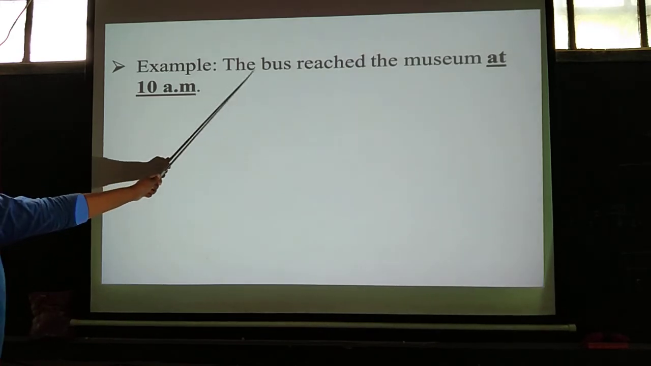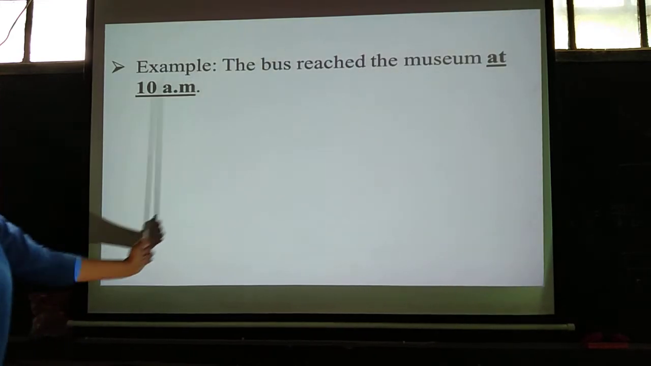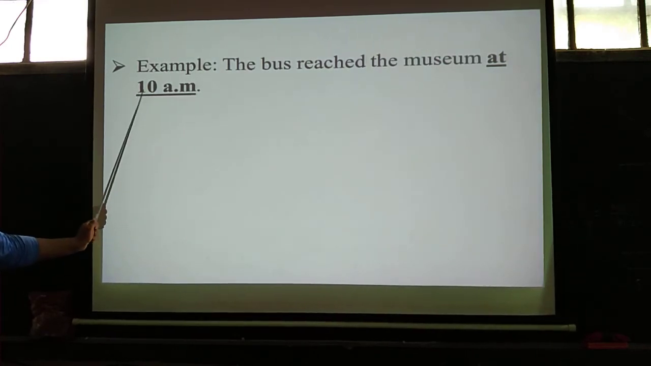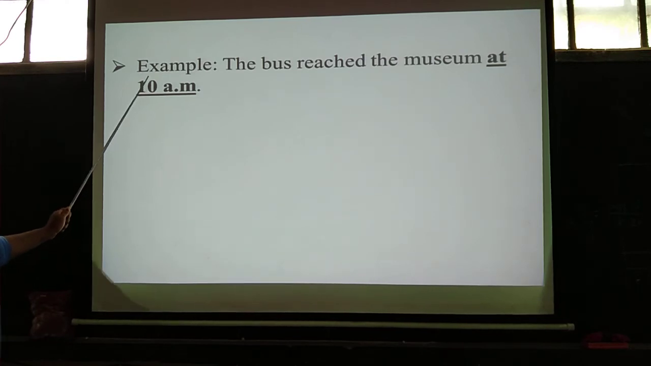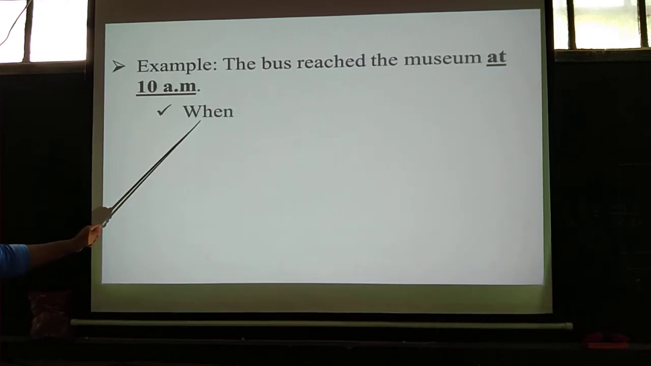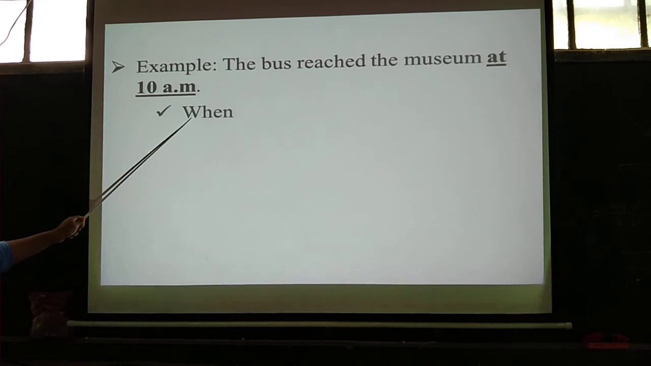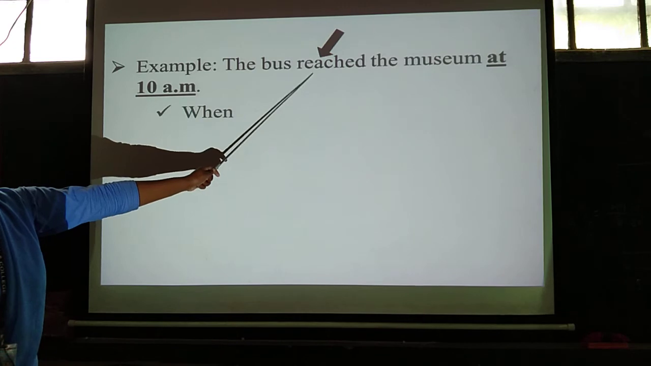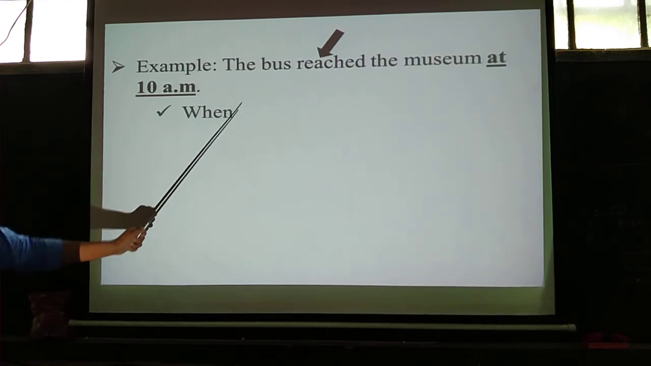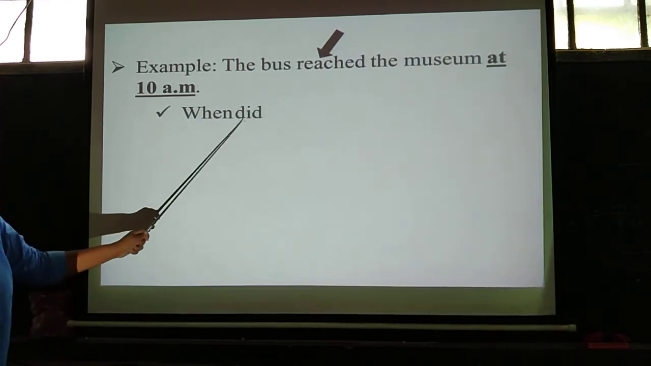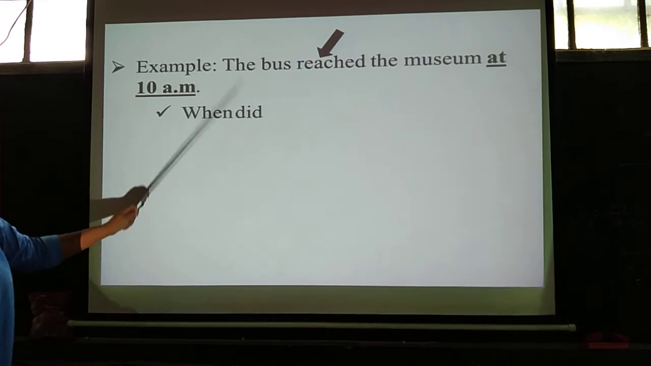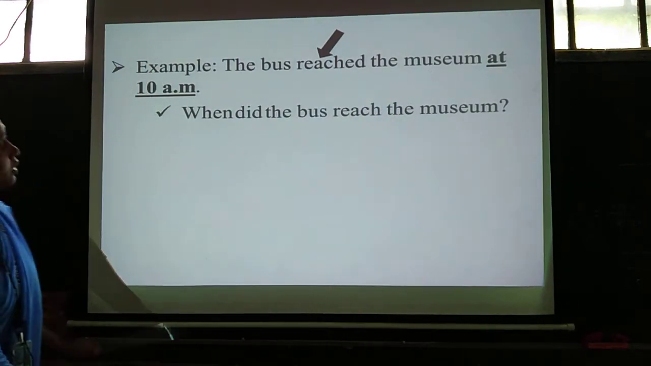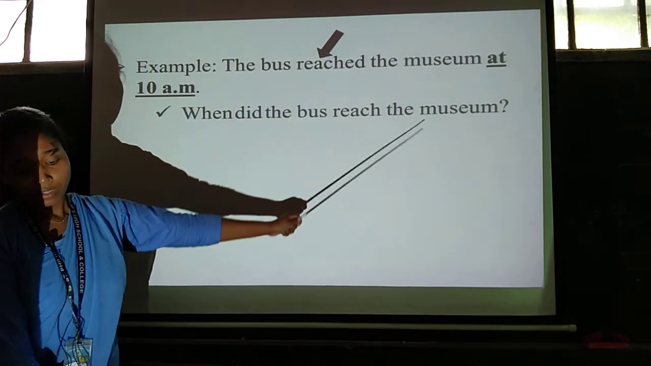One more example. The bus reached the museum at 10 a.m. Here the underline is under the 10 a.m. So it refers to time. So what will be our WH question word? The word will be when. And what is the main verb? The main verb reached, and it is in past form. So we have to use the correct form of do, and it is did. When did, then the subject, bus, and the rest part of the sentence, the museum. When did the bus reach the museum?